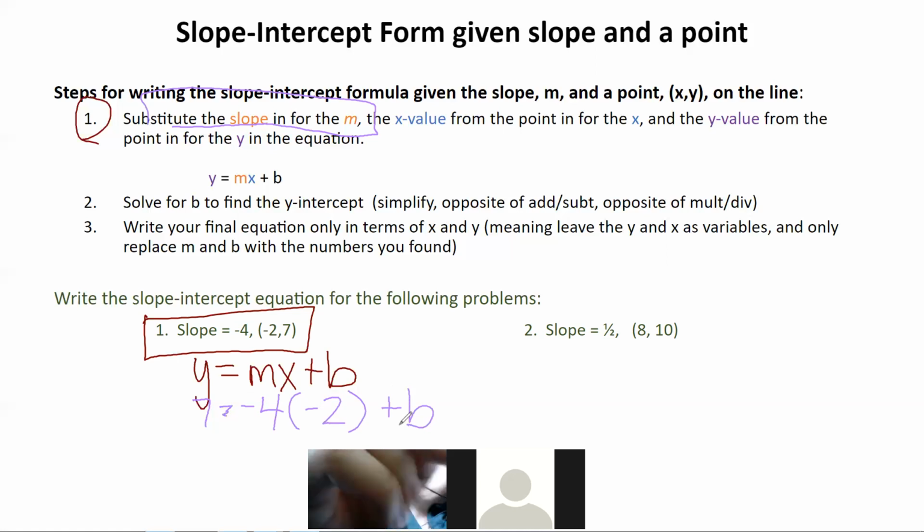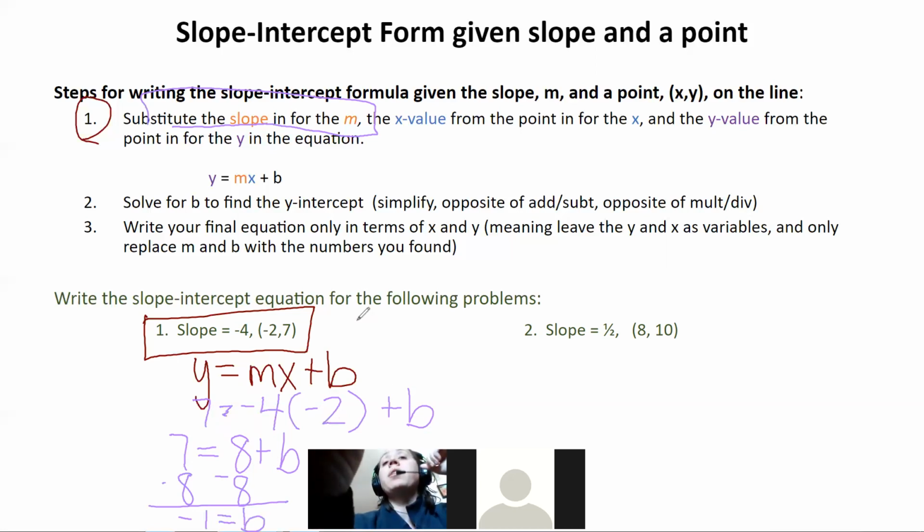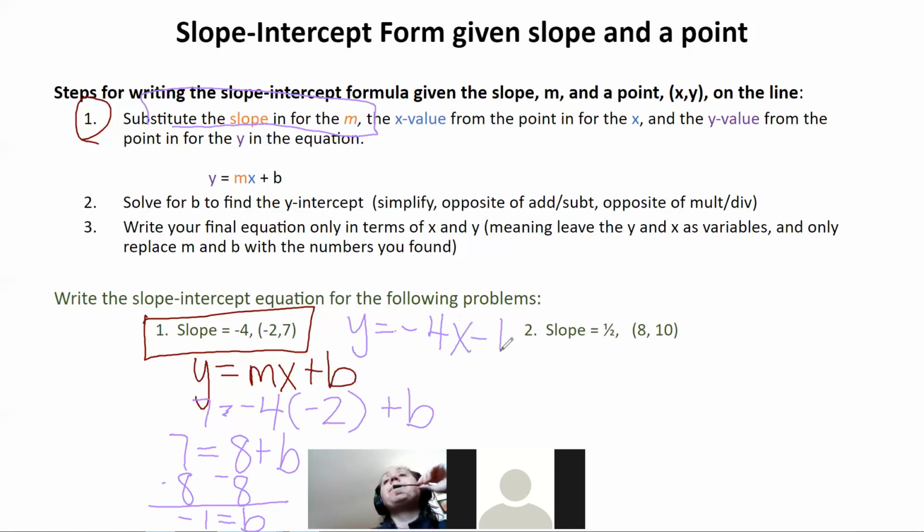So now I'm just going to solve. We're going to get 7 equals -4 times -2 is 8 plus b. Solving a one-step equation, I would subtract 8. And I get -1 equals b. So my final equation would be y equals -4x minus 1. That's it.